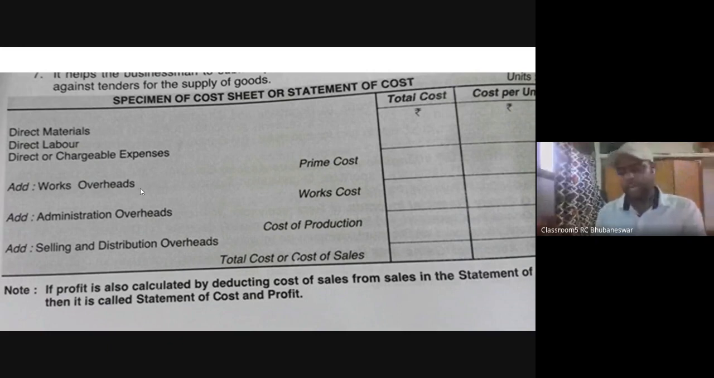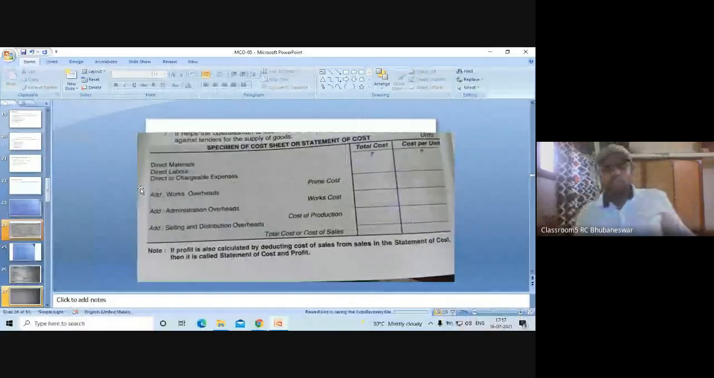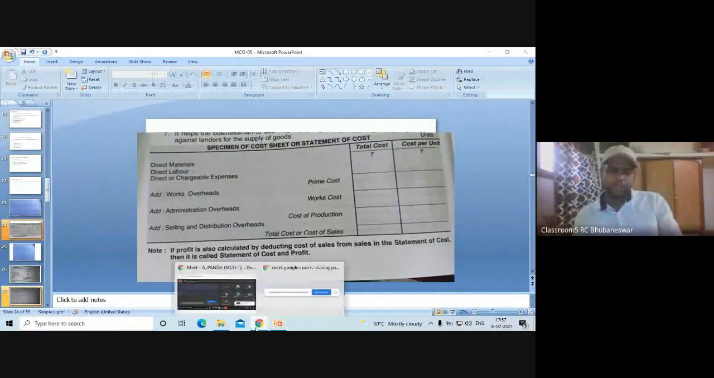So the first part is the preparation of cost sheet, which will help us in finding out the total cost of the product or the per unit cost of the product. For that we have to prepare a cost sheet. So this is a plain format or a simple format of statement of cost and profit, which is known as cost sheet.